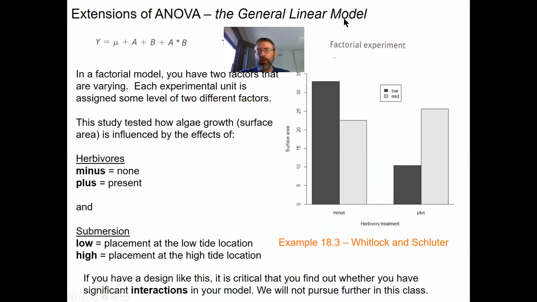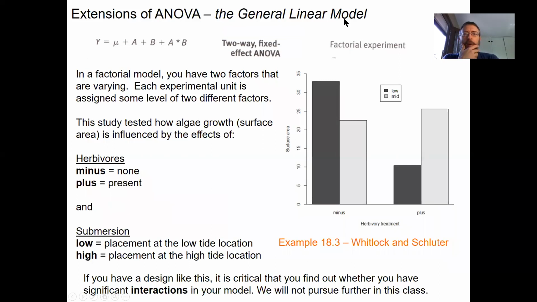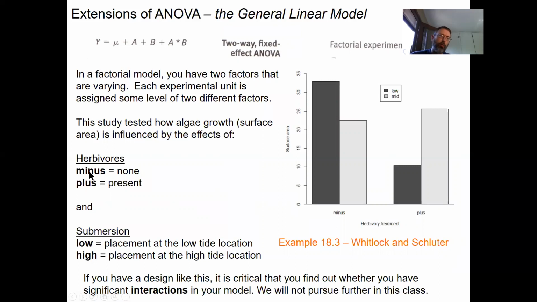Or you might have a factorial experiment. So like a two-way, you might have to run a two-way ANOVA where you have, in this case, from Whitlock and Schluter, example 18.3, herbivores plus and minus, and submersion low and high. This is like blocks on a beach kind of thing. And the study was testing how algal growth was influenced by these things. So you've got two levels of herbivores and two levels of submersion. So you've got this kind of factorial effect. This is a two-way fixed effect ANOVA is what you call that.